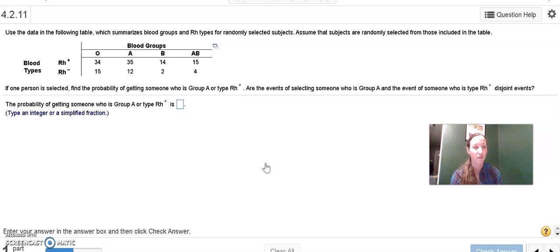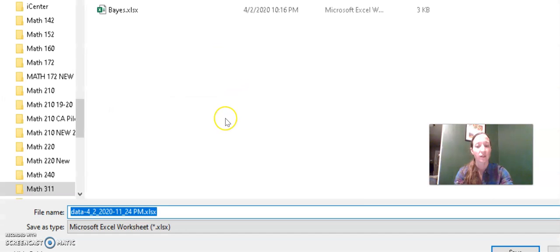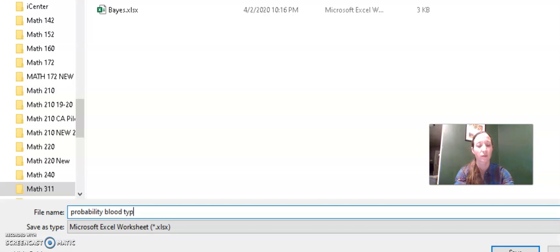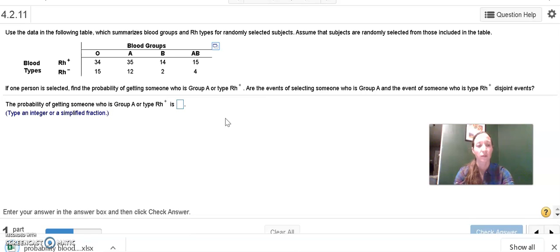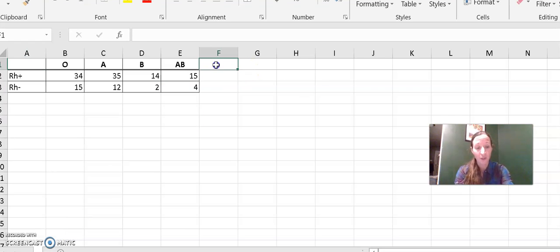So number 8 gives me different blood types and groups. So the types are positive and negative, and the groups are the letters. I would like to open this in Excel. And we have A or positive, probability of type A or positive. So I'm going to open this in Excel for real this time after I've saved it. And I'm going to start this problem the same way.